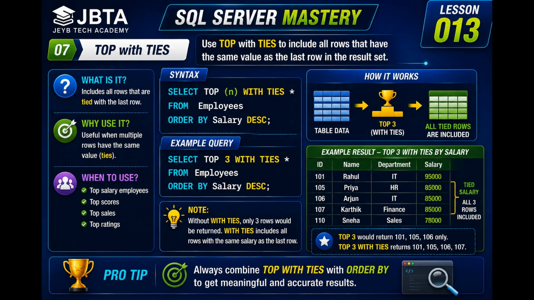Always remember this simple rule. Use the top clause when you need a fixed number of rows. Use top with ties when you want to include every row that shares the same ranking as the last returned row. In the next slide, we'll look at some of the most common mistakes beginners make while using the top clause and learn the best practices for writing accurate SQL queries.